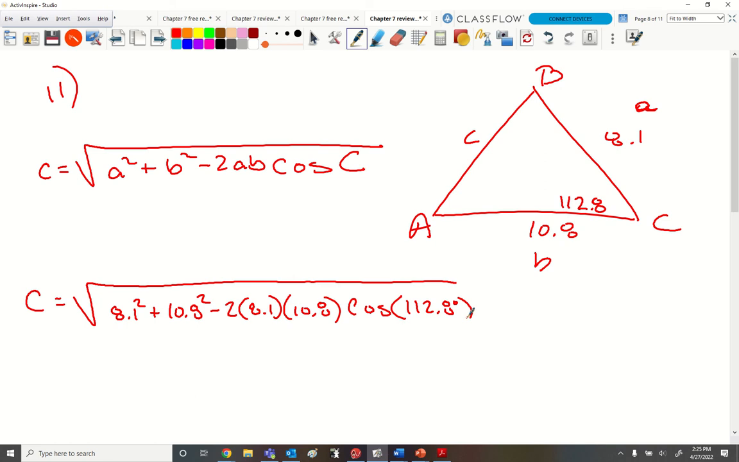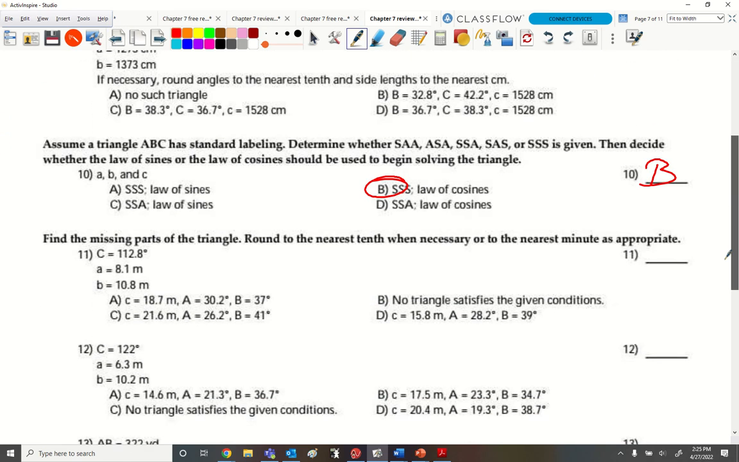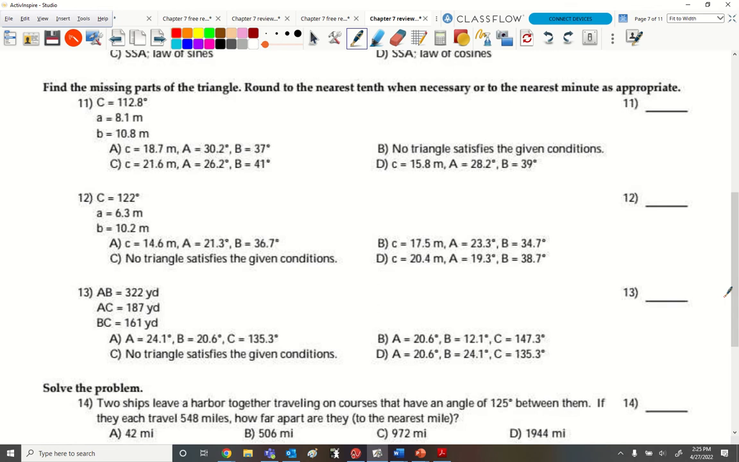So what do we get for little c? 15.8? 15.8? So then it has to be D. 15.8, right? So you said that has to be D. There we go. Option D. That's the only one that has 15.8 there.